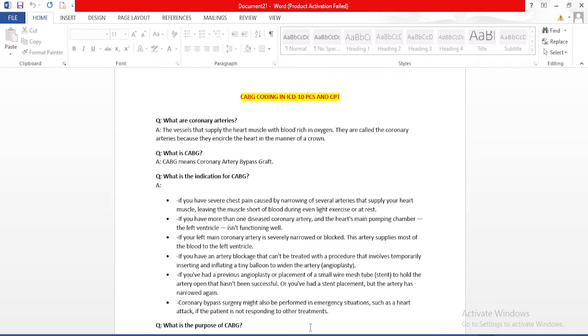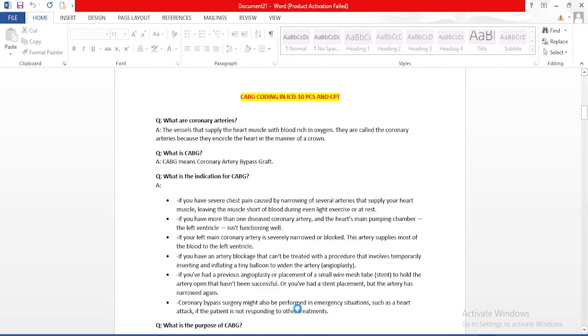Answer: the vessels that supply the heart muscle with blood rich in oxygen. They are called the coronary arteries because they encircle the heart in the manner of a crown. Basically, wherever we find "coronary" in a report, the physician is talking about something heart related. Coronary arteries encircle the heart, and they help the heart muscles to pump properly.